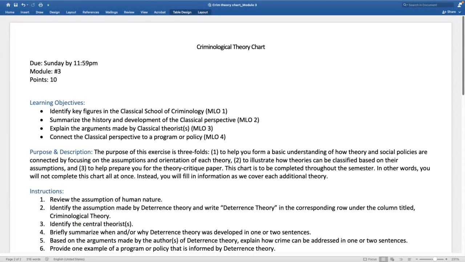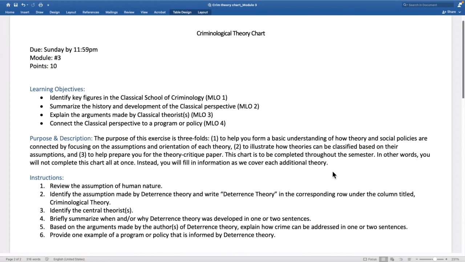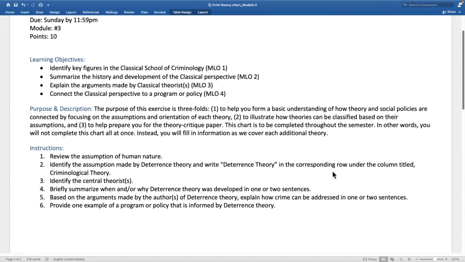Once again, the purpose of this video is to provide you with an overview of how to complete this chart. I will not be going over the purpose and description because I have already done that in a previous video. So the topic for this week is the classical school perspective, and a theory that is discussed is the Star-Vicarius deterrence theory. So let's go over the instructions.